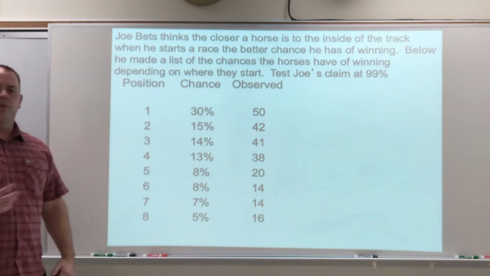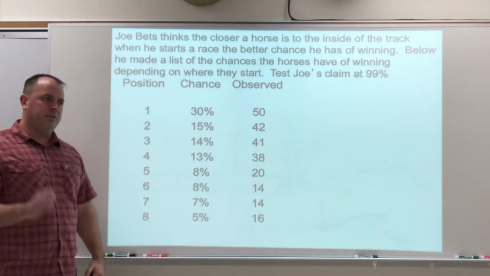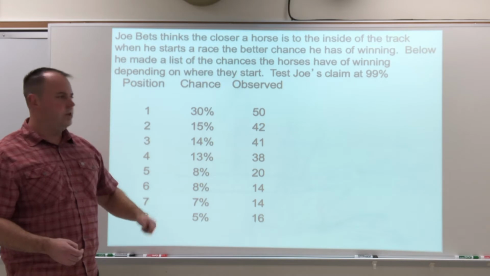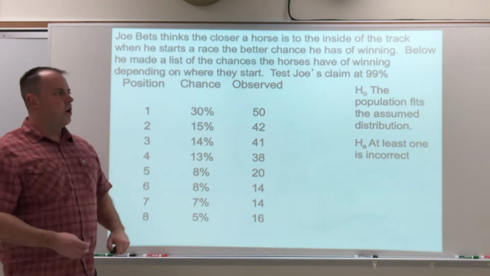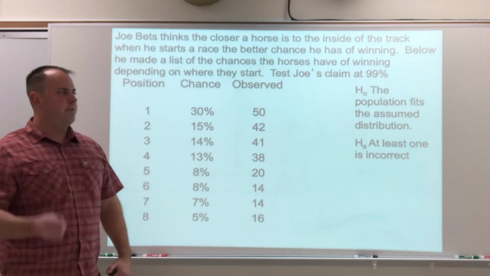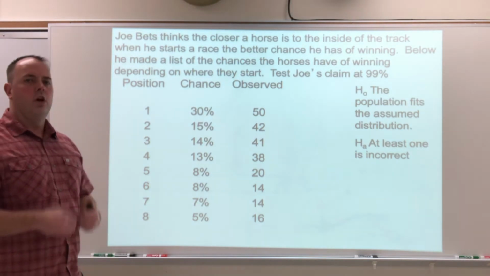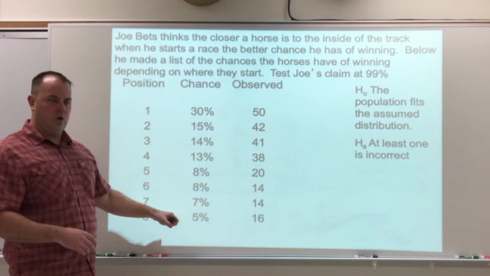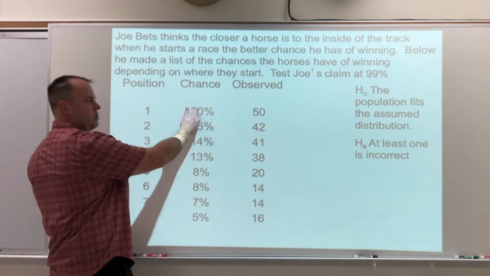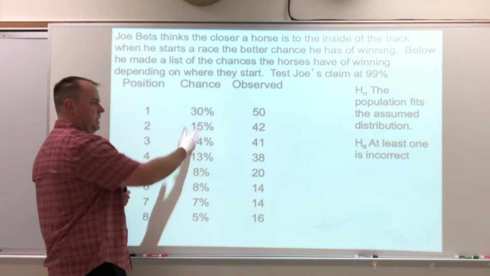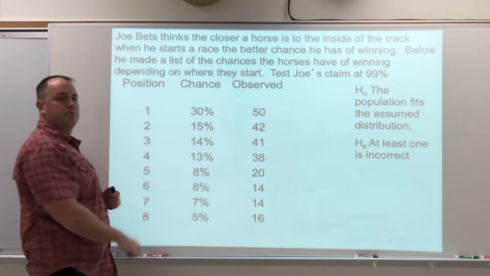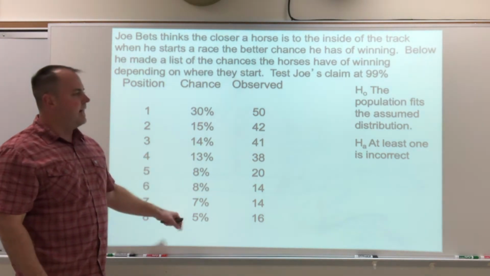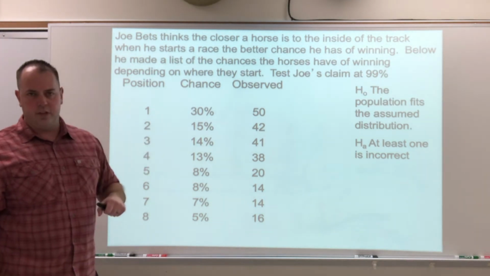Okay? The null and alternative are similar. They're going to be statements again, but this time they're not uniform. Since our categories are not equal to each other, our null is going to read, the population fits the assumed distribution. We are assuming Joe's percentages are correct as our null, so it would be that position 1 is equal to 30%, position 2 equal to 15%, position 3 equal to 14%, and so on. So again, the null is staying with that equal. And our alternative, at least 1 is incorrect.